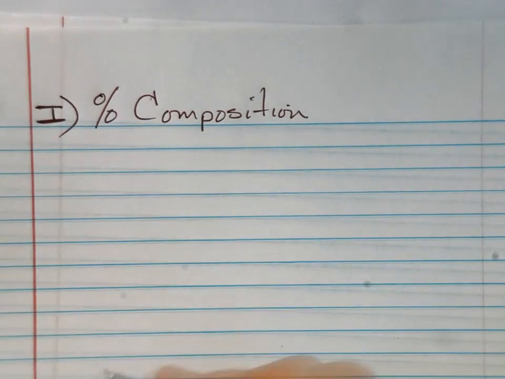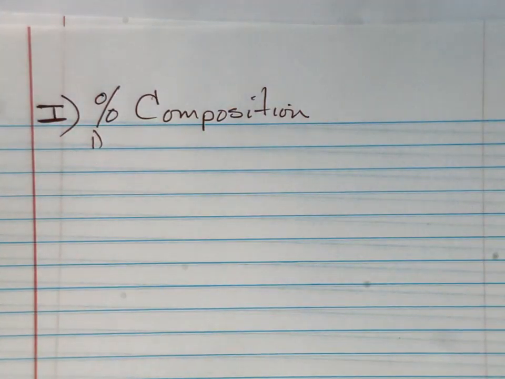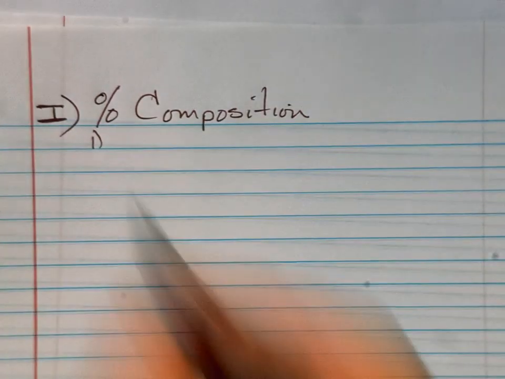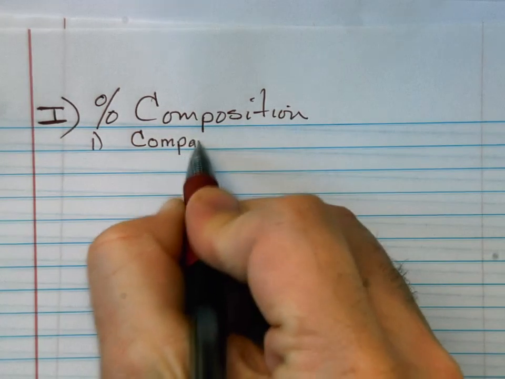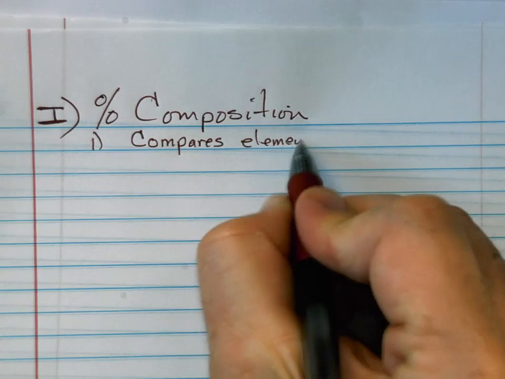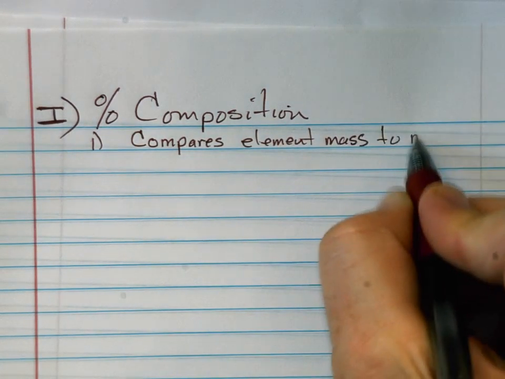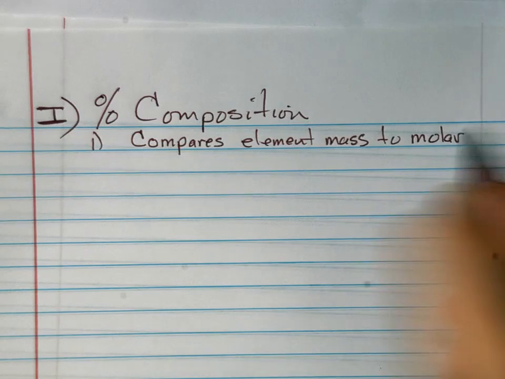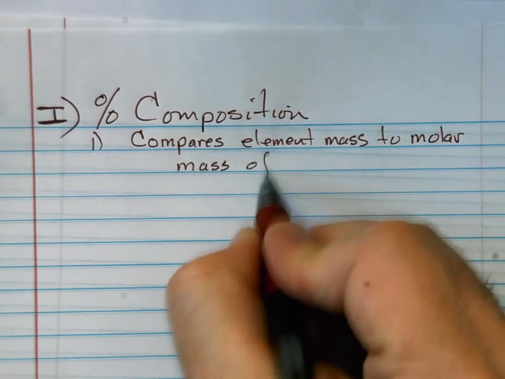So, number one, let's do a definition here. Percent composition compares element mass to the molar mass of a compound.